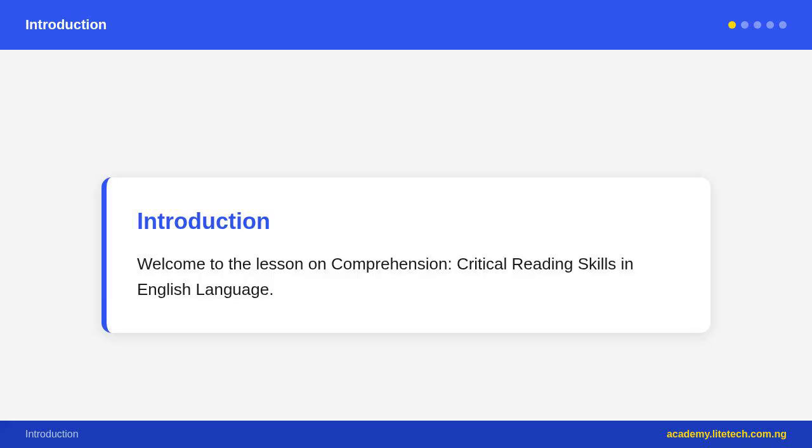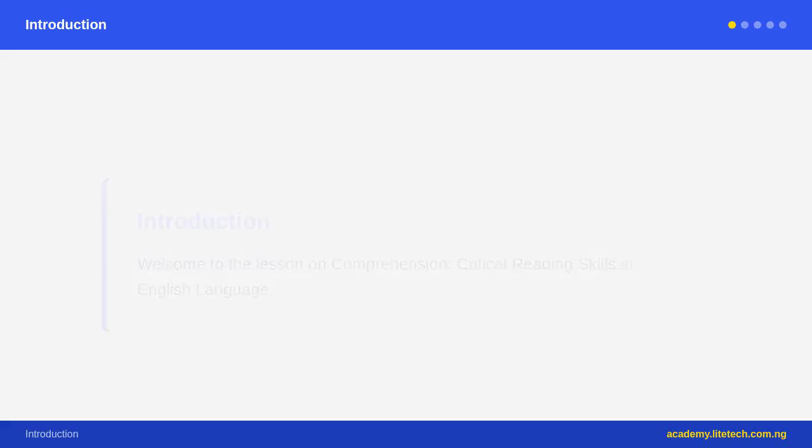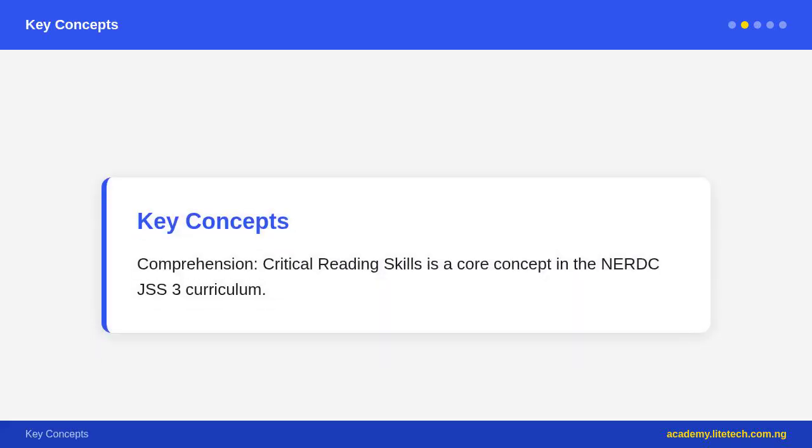Identifying the writer's purpose. Every piece of writing has a purpose. Common purposes: to inform, such as a newspaper article or textbook passage; to persuade, such as an editorial, advertisement, or speech; to entertain, such as a story, poem, or humorous piece; to describe, such as travel writing or narrative; to instruct, such as a how-to guide or instructions. Audience: who is the text written for? Identifying the audience helps you understand the vocabulary level, tone, and examples used. A text for children uses simple words, a text for medical professionals uses technical language.